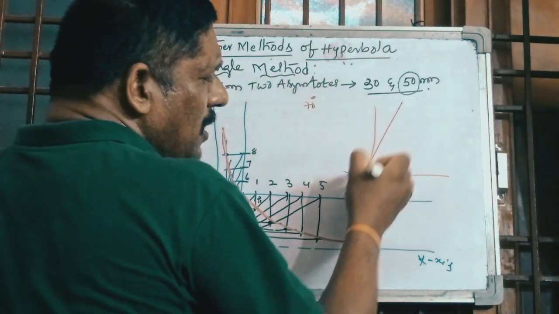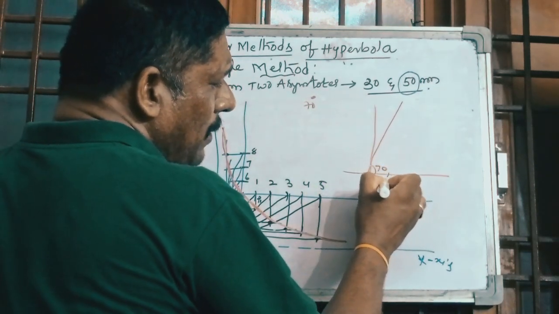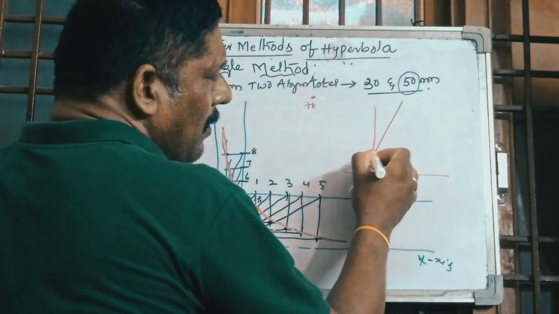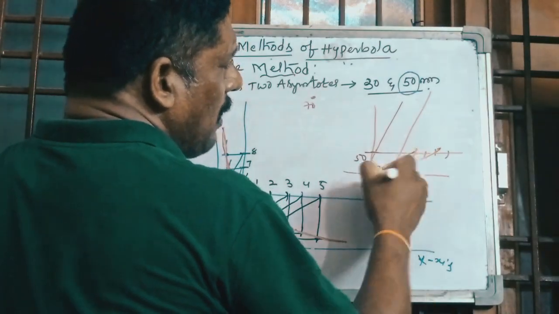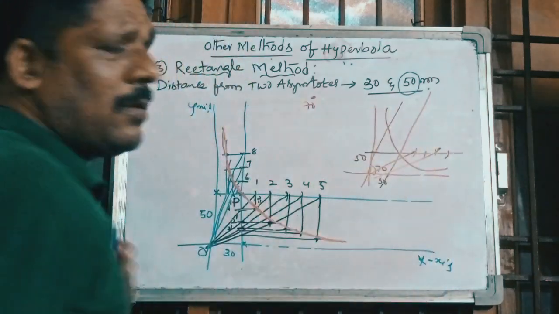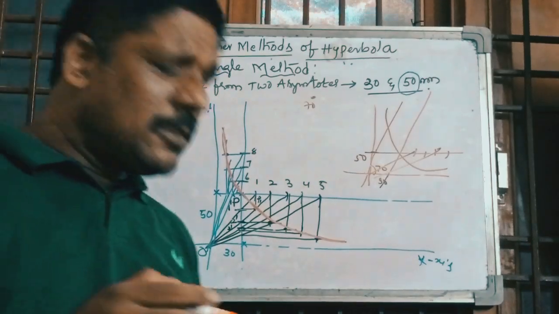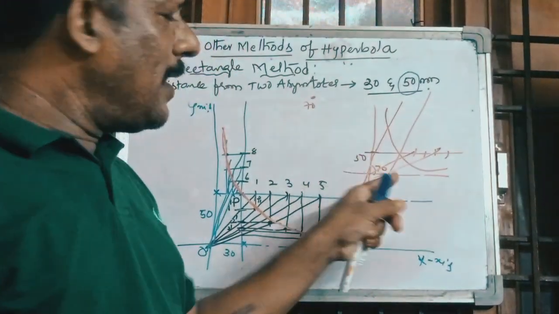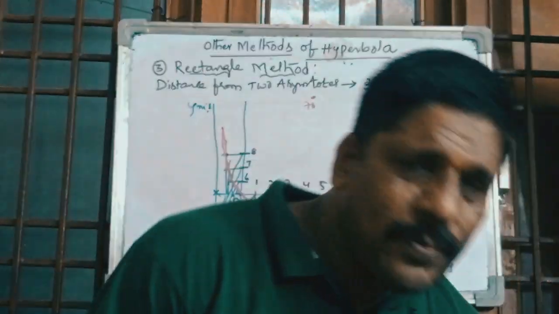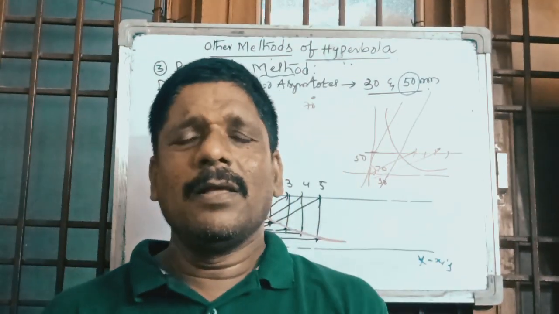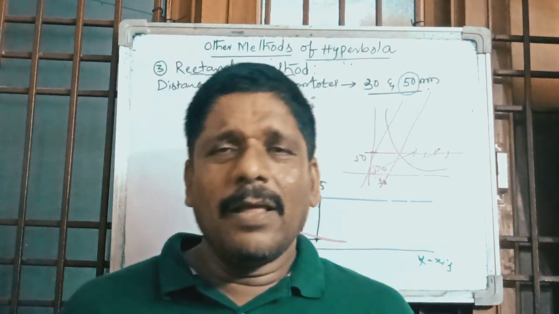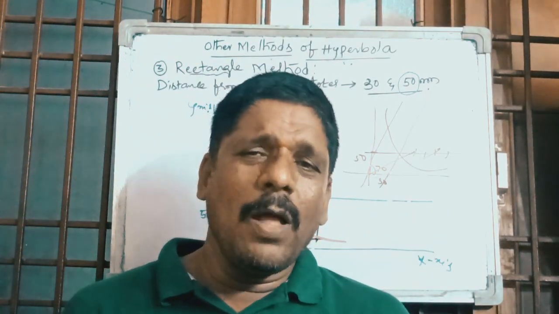The procedure is everything the same. Suppose from here take 30 mm, from here take 50 mm. Once again horizontal line, vertical line. You take the number of points 1, 2, 3. Everything is same. You will get the same mark. Only thing, oblique means you have to take the degrees. So these are a few important methods among the other methods of hyperbola.